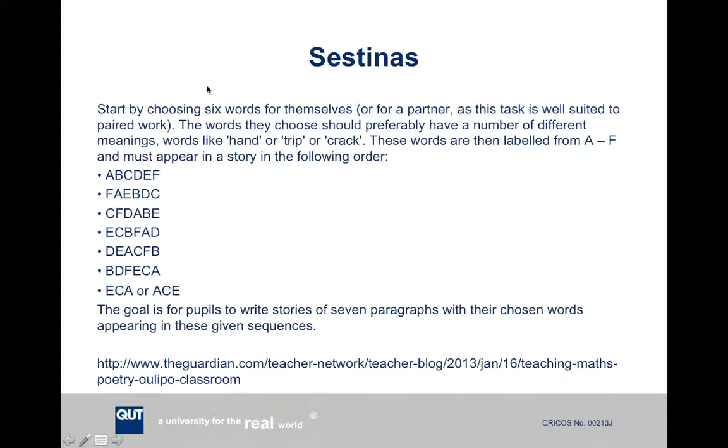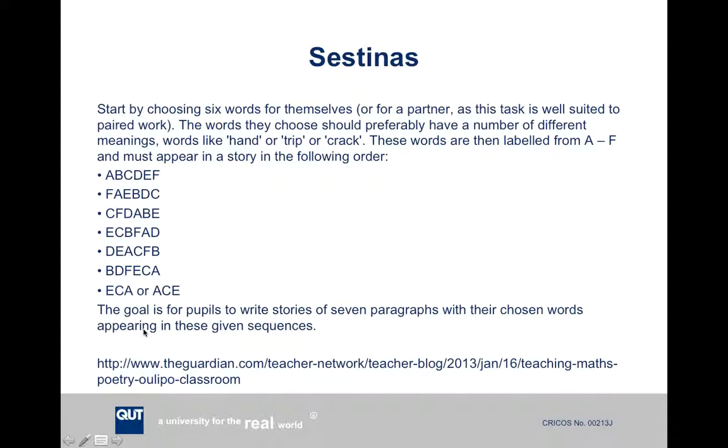So you might do this more with senior students, more so than year 7s. You ask students to choose 6 words, and hopefully there will be words that have multiple meanings. So hand, trip, crack. Then you label the words from A to F, and then you write a 7-paragraph story, and those words appear within that story, but they have to appear in this order. And in the second paragraph, they appear in this order, and so on. The goal is for pupils to write stories of 7 paragraphs with their chosen words appearing in these given sentences.